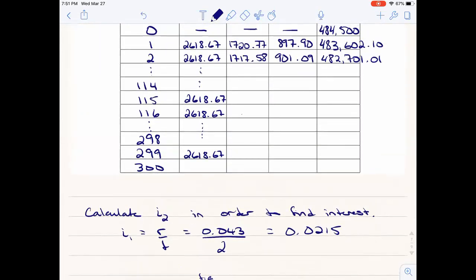So what I'm going to do here is say 357,280.73, rounding properly. Now we can use that to calculate the interest at 115. So 357,280.73 times I2. Oh, I just stored in one.